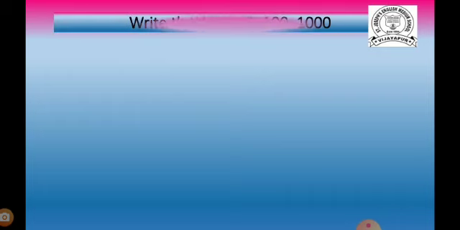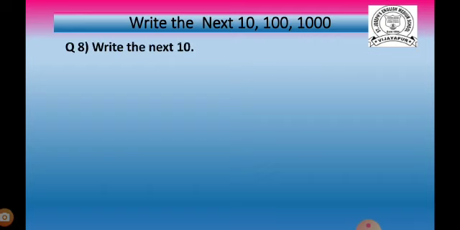This is the method to write question number 7. Next we will move to the next part of our exercise, that is write the next 10, 100 and 1000. Question number 8, write the next 10. Here, children, we just have to add the numbers. The question is given 1000. To this we have to add 10. The answer will become 1010.